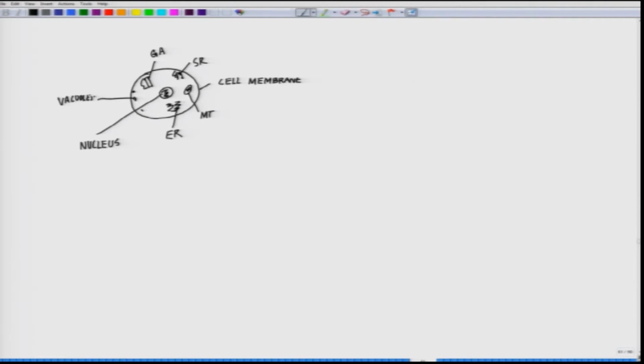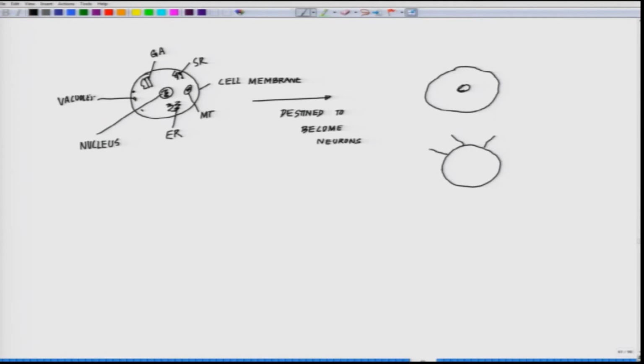So now, when you talk about neurons, some of these cells, which are destined to become neuron, they follow a different course. And the way these cells grow is very interesting. Suppose this cell is destined to become neuron, this is the nucleus, okay. They first of all send out a lot of processes around them, like this. This is how the development occurs. Okay? Multiple processes.